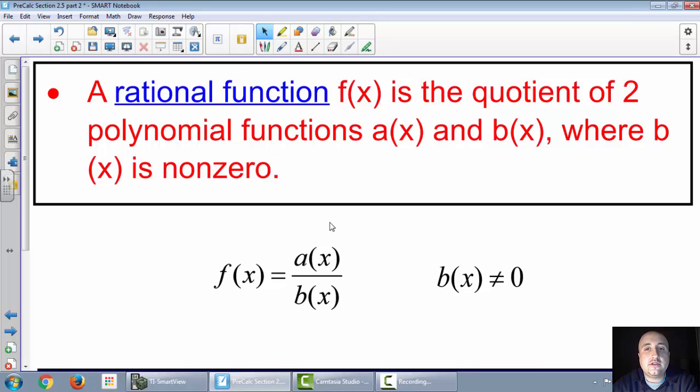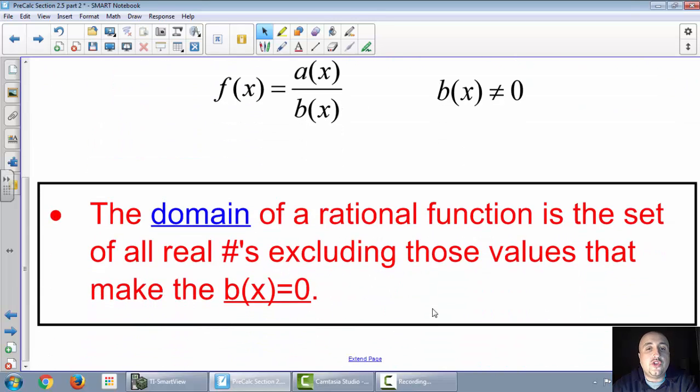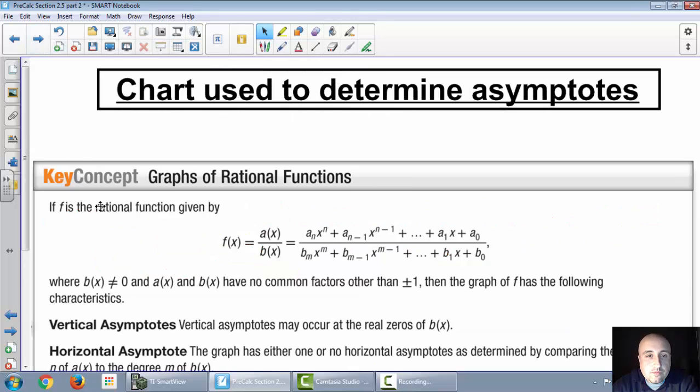A rational function is when you have a quotient of two polynomials, so a of x divided by b of x. Remember, b of x cannot equal 0 or else it would be undefined. The domain of a rational function is always all real numbers except those numbers that make the bottom 0. So it's always going to be all real numbers except whatever makes the bottom equal to 0.